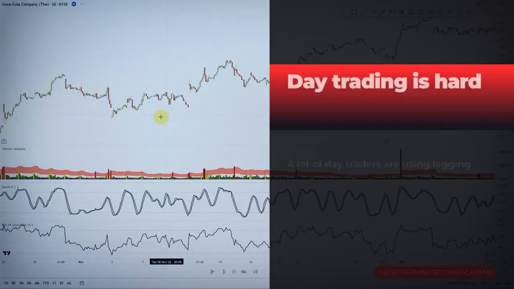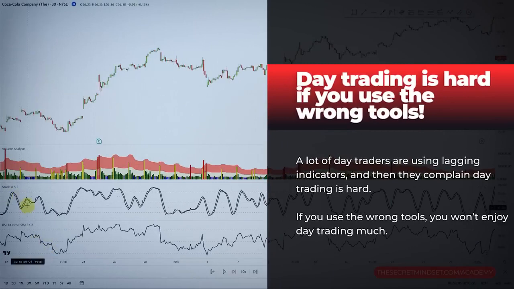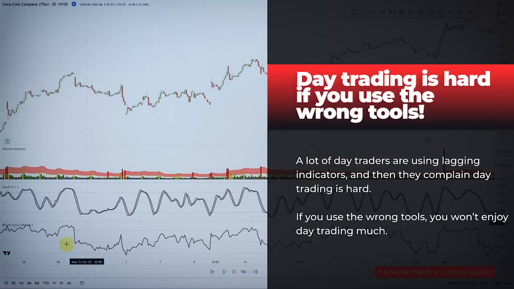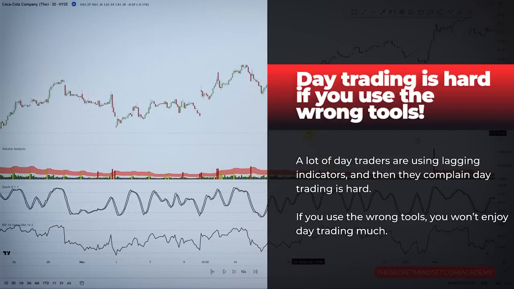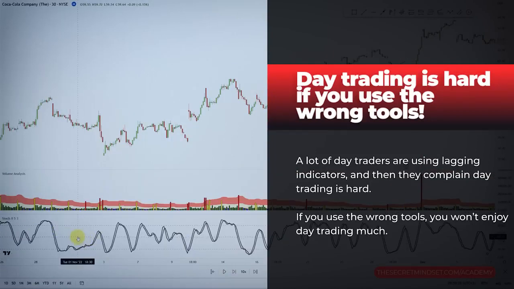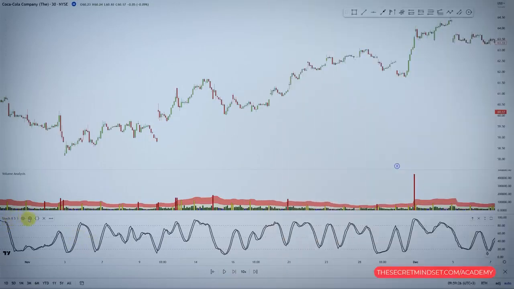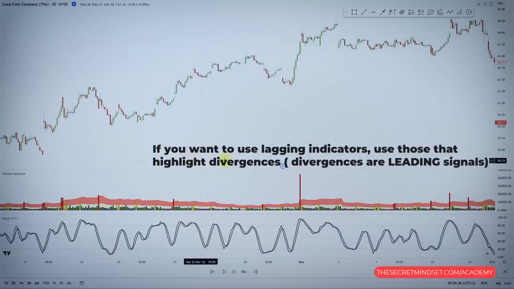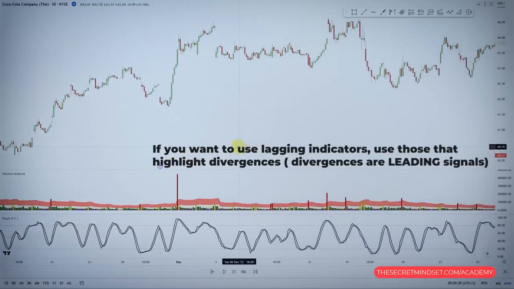As I said before, a lot of day traders are using lagging indicators, and then they complain that day trading is hard. If you use RSI, stochastic or MACD and try to find overbought and oversold signals, then I agree, you won't enjoy day trading much. I also focused on these lagging indicators when I started to day trade, no shame in that. But nowadays, when I am analyzing a lagging tool, I mainly look for divergences because they offer leading signals. I use the stochastic indicator, but you can replace it with any oscillator you prefer.